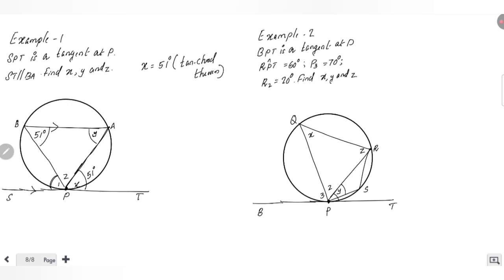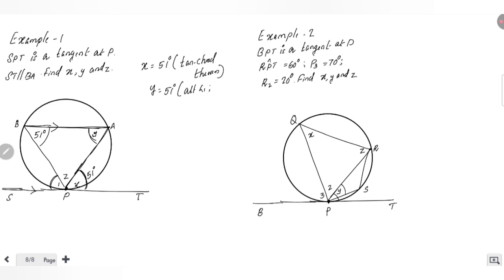Now it is given that parallel lines are there. BA is parallel to ST, which means Y and X are alternate angles, isn't it? So Y is also equal to 51 degrees. The reason is alternate angles of parallel lines.